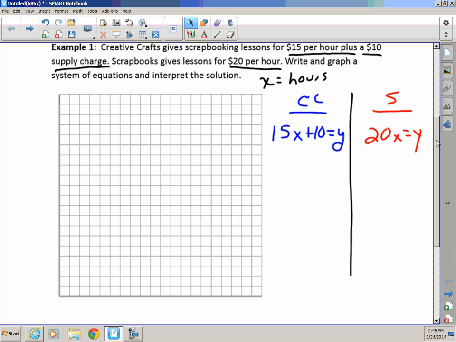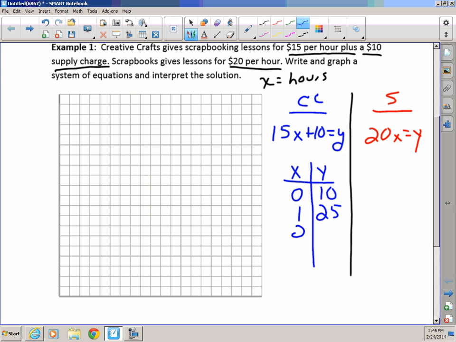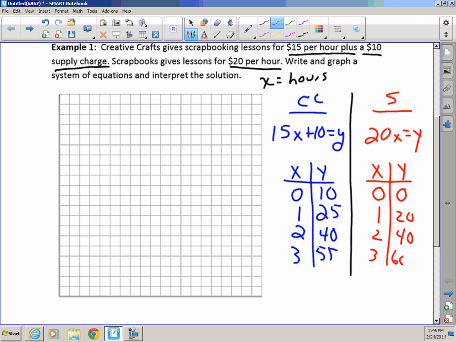Now, to graph these, as opposed to trying to just simply use the slope and y-intercept, let's set up a very simple table of values. The minimum number of hours I could start with is 0. For Creative Crafts, if X is 0, then my cost is 10. If I use it for 1 hour, 25; 2 hours, 40; and 3 hours, 55. For Scrapbooks, if I don't use it at all, I don't get charged anything. 1 hour, 20; 2 hours, 40; and 3 hours, 60.